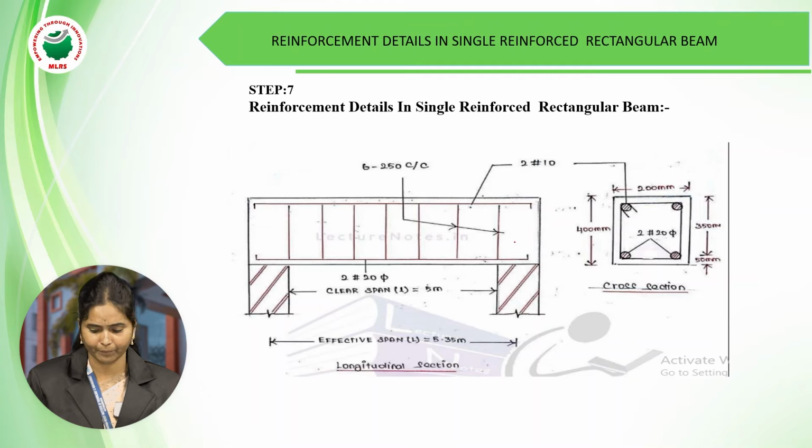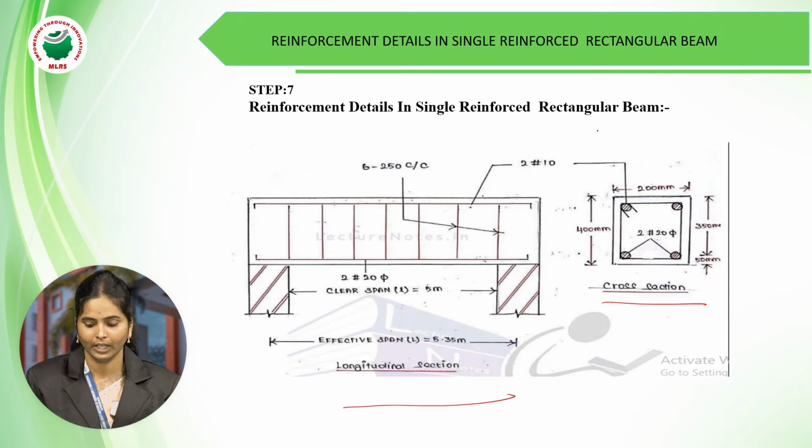So this is the beam. This is the longitudinal section. This is the cross section. For example, this is the clear span, this is the effective span. Totally we have to show this in the diagram. So this is the final step, reinforcement details in a singly reinforced rectangular beam. Bars are provided only in the tension zone. This is the last step, number 7. Thank you.